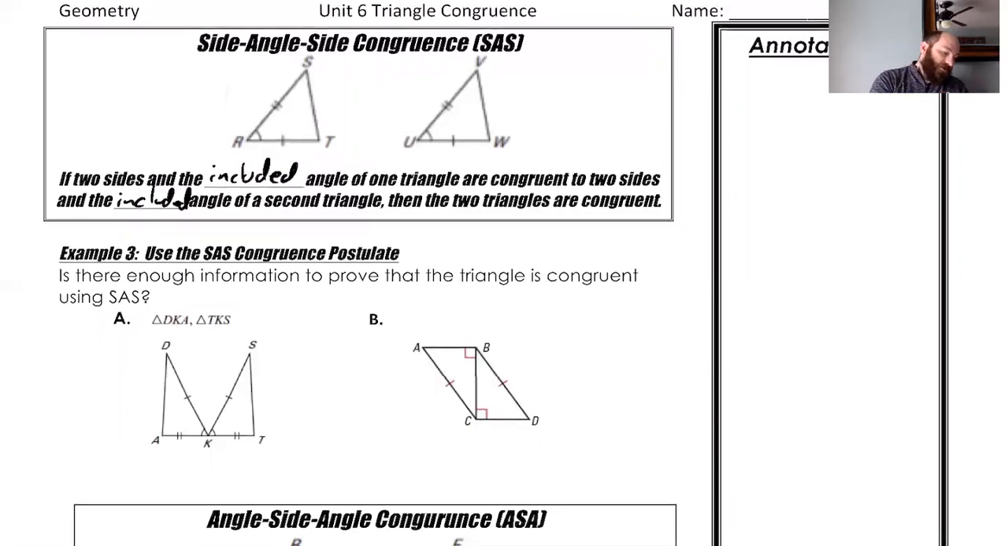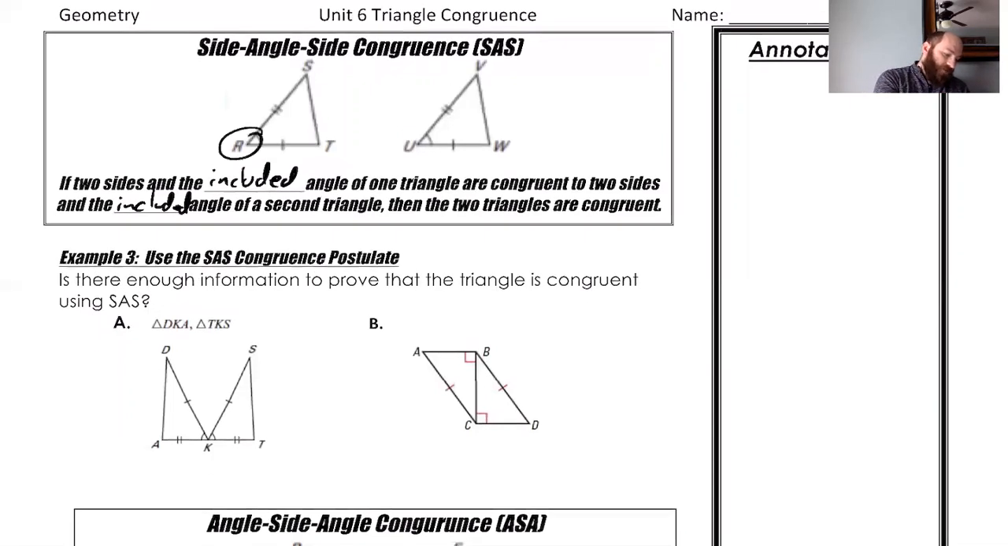So when I say included, I am referring to these angles right here. Included is in between the 2 congruent sides. Okay, so we have here these match up, and then these match up, and my angles here are in between and congruent to each other. This is how I know I have side angle side.